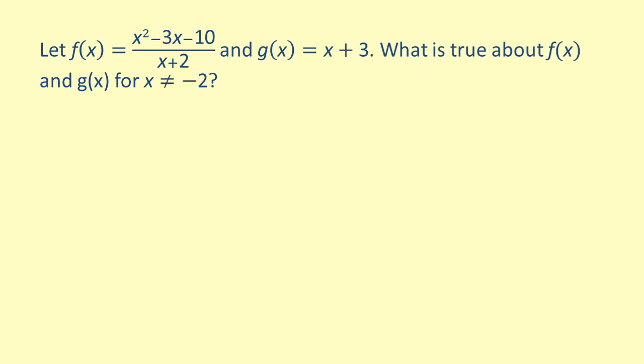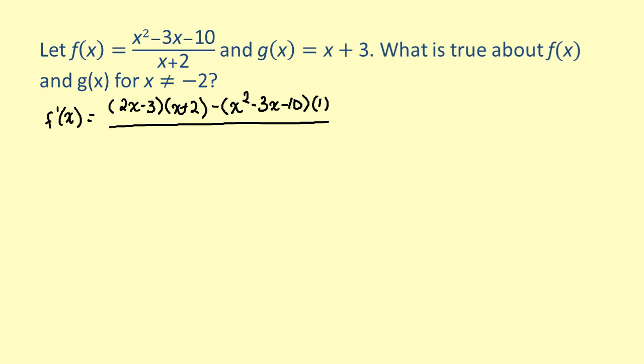First, we find f prime. Since f prime is a quotient of two functions, we'll have to use the quotient rule. So we get f prime of x is equal to the quantity 2x minus 3 times the denominator x plus 2, minus the numerator x squared minus 3x minus 10 times the derivative of the denominator, which is just 1, all over the denominator squared, so the quantity x plus 2 squared.